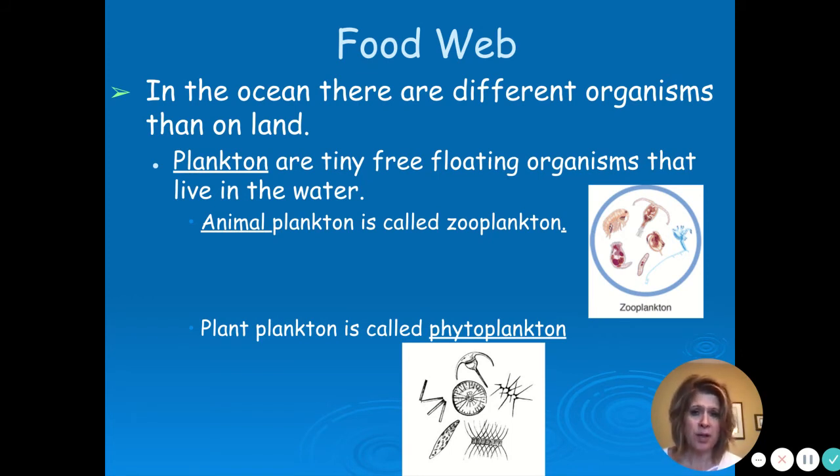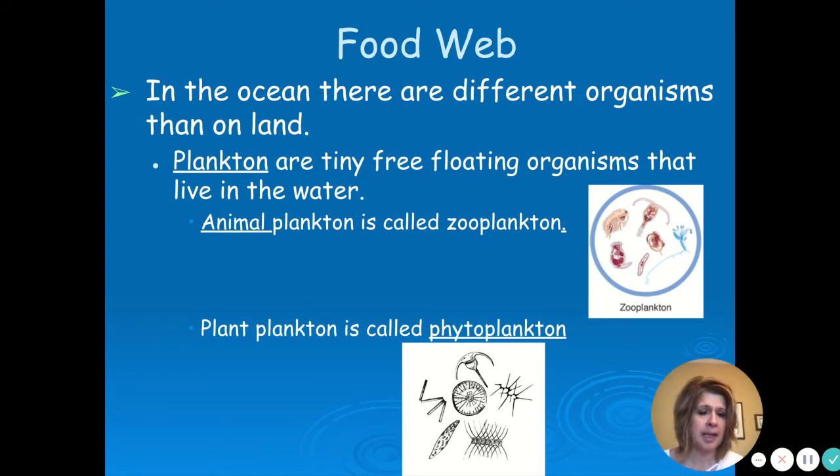Food webs. In the ocean, there are different kinds of organisms than on land. Plankton is our first one. Plankton are tiny, free-floating organisms that live in the water. We have animal plankton, which is known as zooplankton. Now think back. A zoo is where we go to visit animals. Guess what the small, microscopic organisms in the ocean that are animals are called? Zooplankton. Zoo, or animal, plankton.